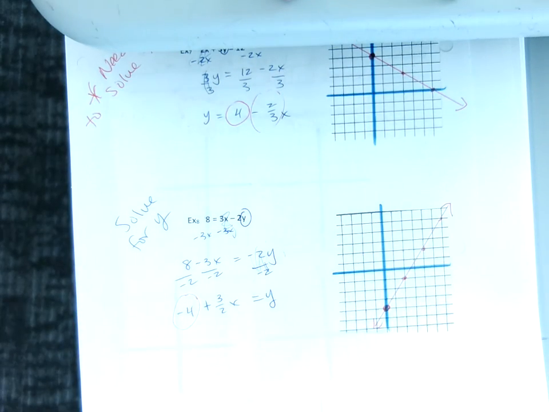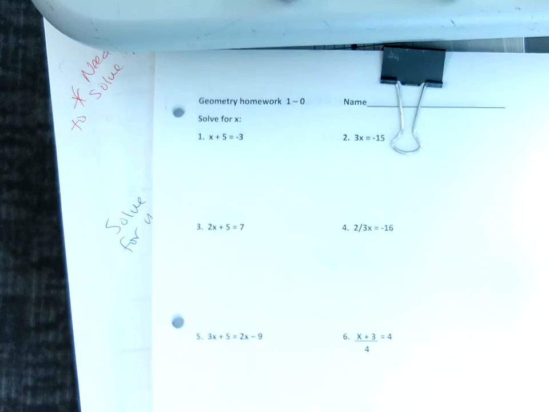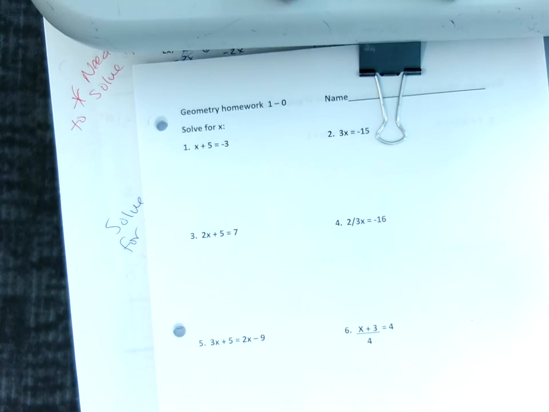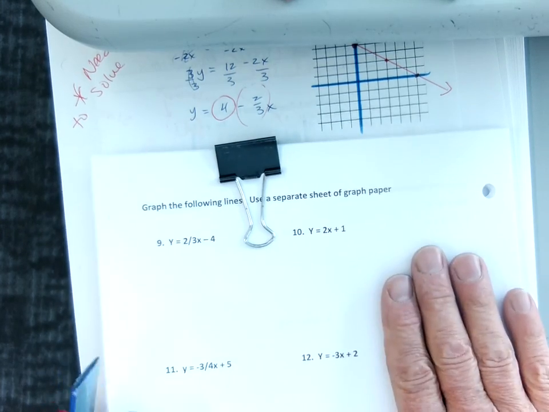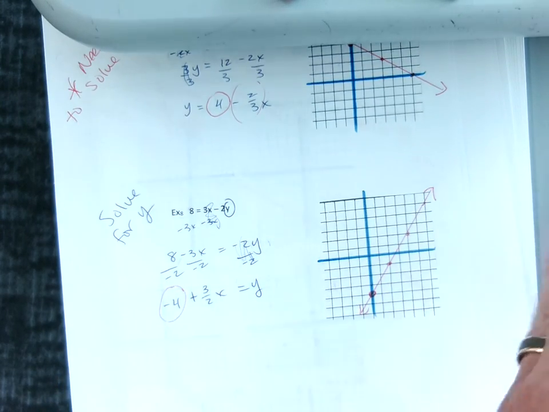And our assignment, and I'll have Tava pass it out in a second, is this. First page is solve for x. Second page is graph. You might need graph paper. If you don't have graph paper, I'll find graph paper for you.